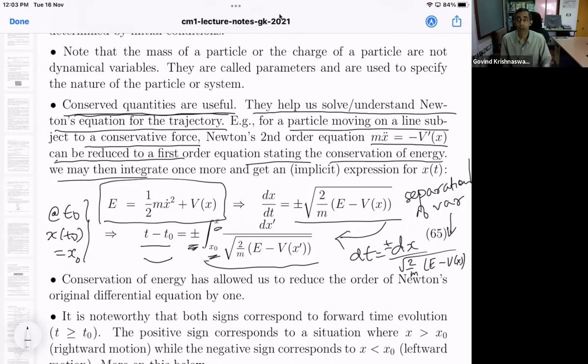I think now let me remember who asked. One of us. Yeah, Bijay and Rai, I think, asked about the plus minus sign. Both of them referred to forward time evolution.